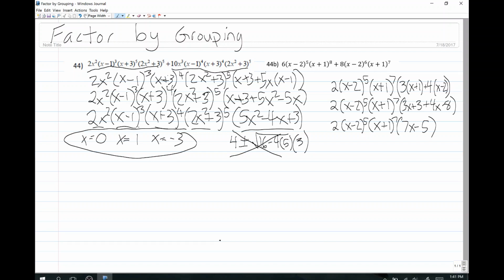Now, just for proof of concept, I'm going to show again how you find the zeros. If that was a question I was asking, the zeros would happen at 2, at negative 1, because that's what makes this 0, and at 5/7, because that's what would make this last parenthesis 0. So this is a really nice way of taking pretty complicated expressions and finding where they're equal to 0, which turns out is pretty useful in calculus.